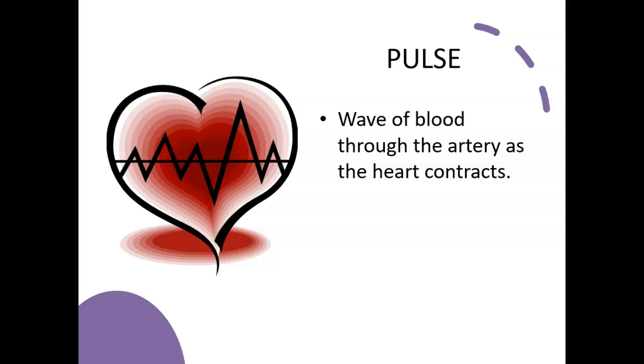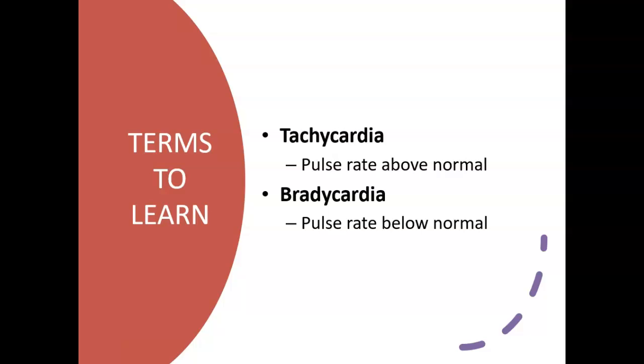Pulse. So a pulse is the wave of blood through the artery as the heart contracts. Terms to learn are tachycardia and bradycardia. Tachy means fast, so it would be a pulse rate above normal. And brady means slow, so it's a pulse rate below normal. Anything over 100 would be tachycardia, and anything below 60 would be bradycardia.